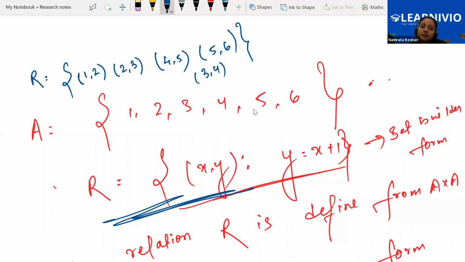Anything else? Ma'am, can we take 6, 7? Because it is A cross A. So A with A only we have to do.